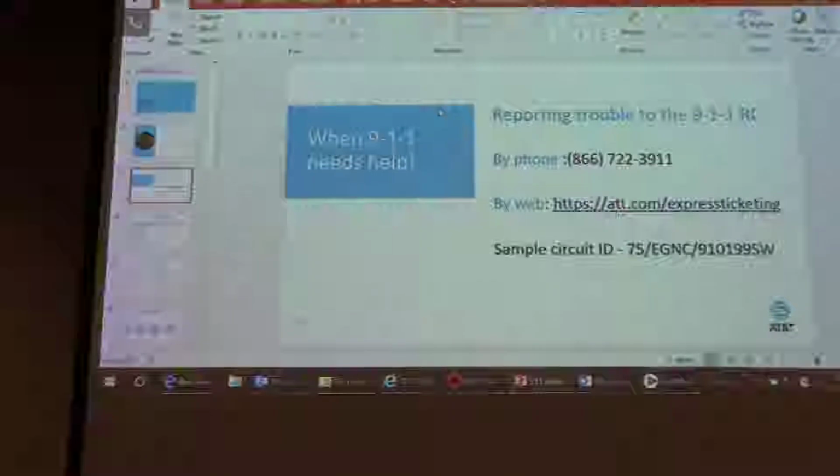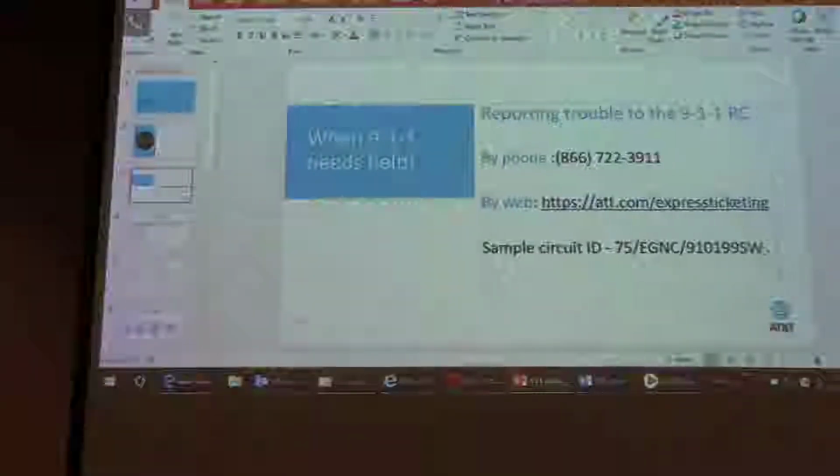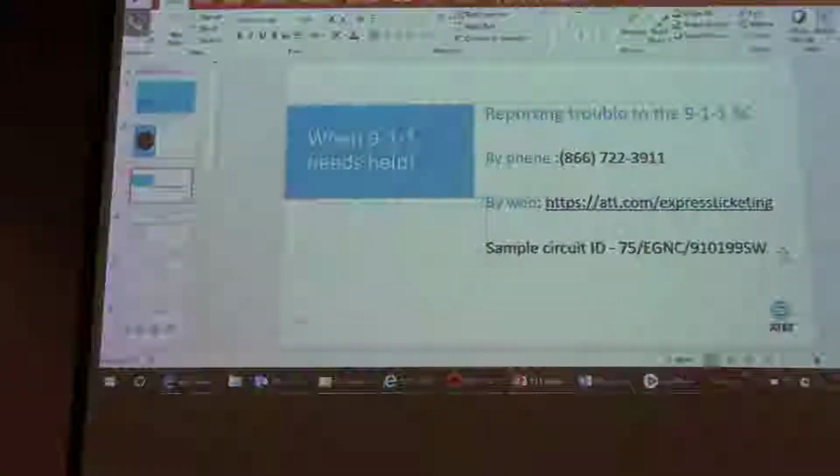This is just a slide that tells you who to contact. Just a reminder, here's the web. And remember, whenever you call into the Res Center, you always use that pseudo circuit. Everybody knows what a pseudo circuit is, right? Scott? Does everybody know? No, you might. Okay.